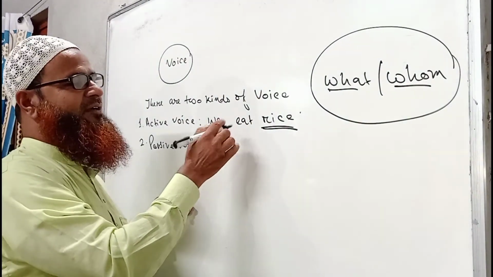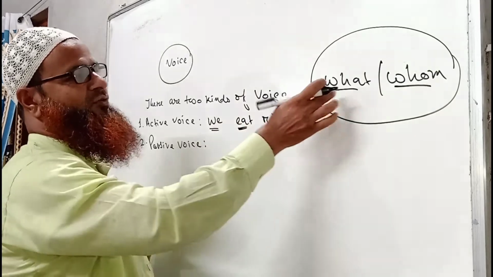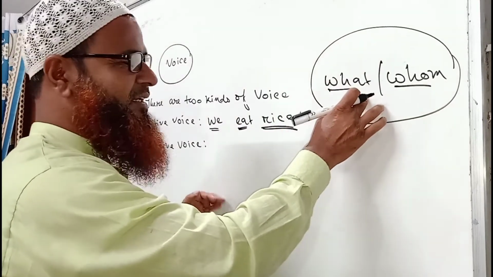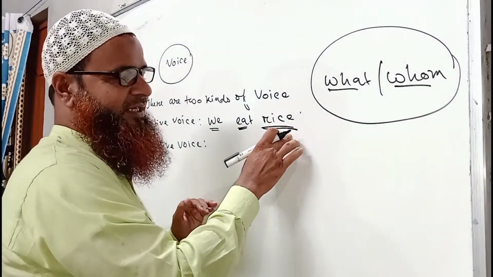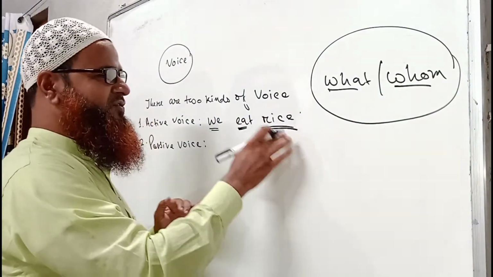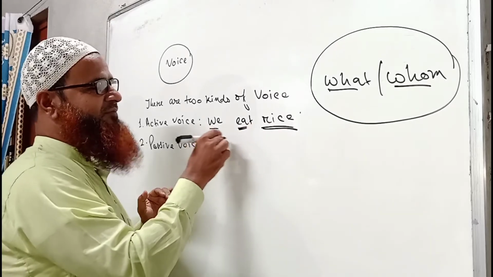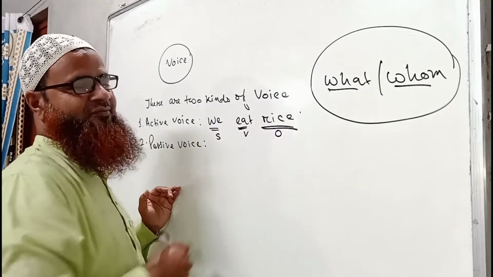That is why here, what do we eat? If we question by using this word what, then definitely the answer is rice. What do we eat? Okay, definitely the answer is rice. So it is the object. That is why it is the subject. This one is the verb. This one is the object.